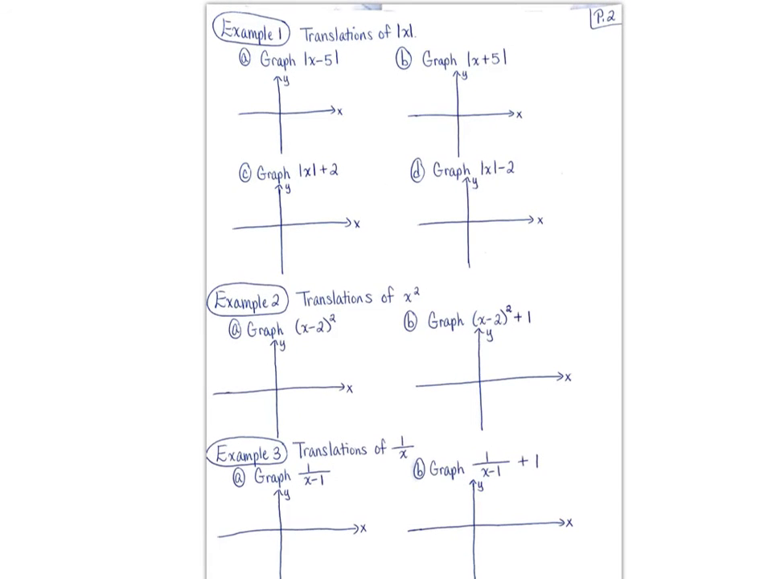So example 1, we have translations of the absolute value of x. In part A, we want to graph the absolute value of x minus 5. Remember that the graph of the absolute value of x has that corner. We have these lines like so. That's the absolute value of x. Now, in the absolute value of x minus 5, that minus 5 is on the inside, so it says go to the right 5 and sketch your graph.